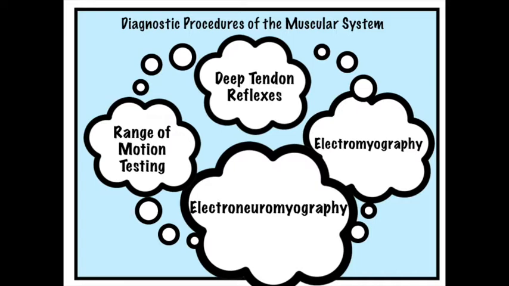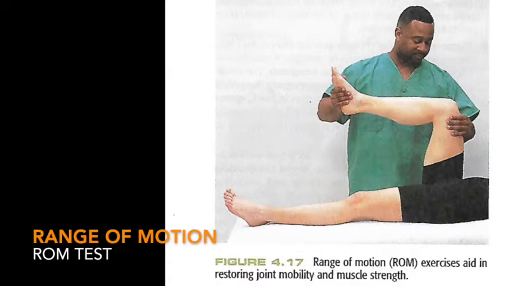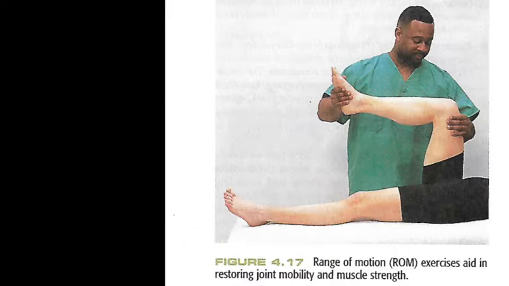Electroneuromyography, also known as nerve conduction study, is a procedure for testing and recording neuromuscular activity by the electric stimulation of the nerve trunk that carries fibers to and from the muscle. Electro means electricity, neuro means nerve, myo means muscle, and graphy means the process of recording. Range of motion testing is a diagnostic procedure to evaluate joint mobility and muscle strength.